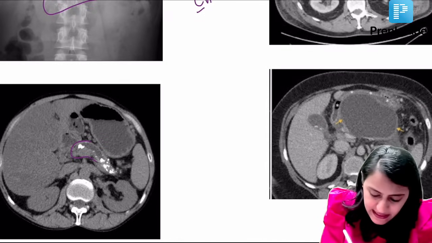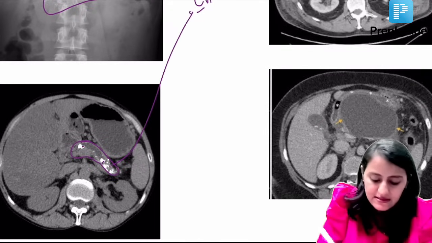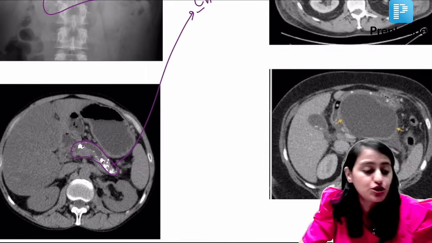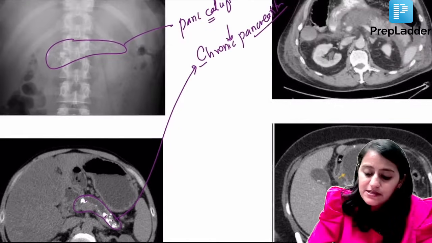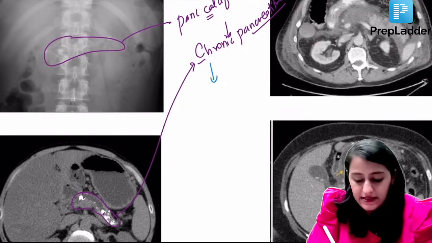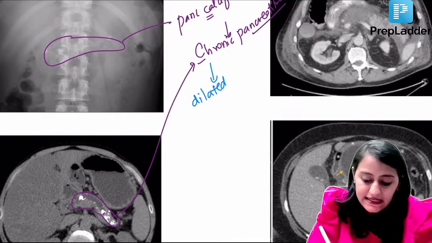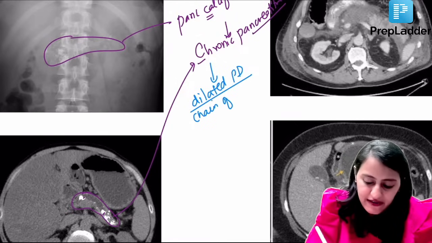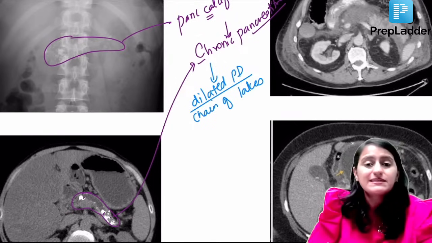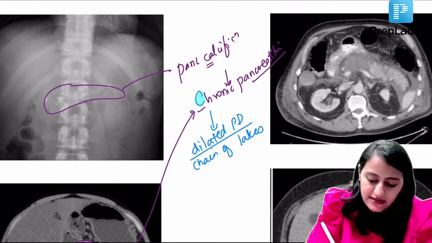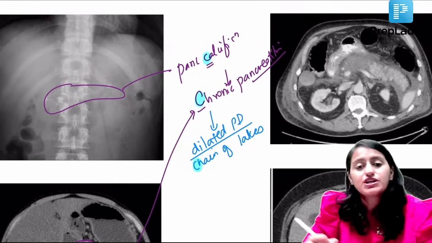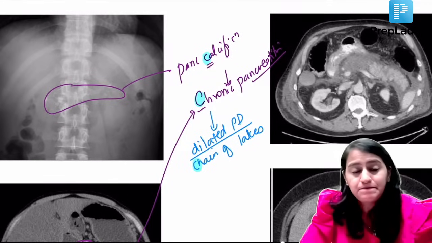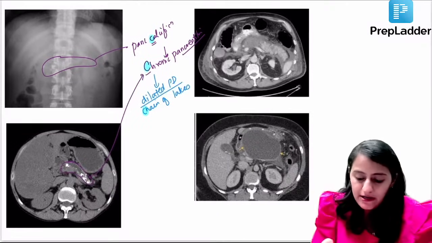Same thing you are seeing here in this pancreas. This is the pancreatic calcification, chronic pancreatitis. How is the pancreatic duct in chronic pancreatitis? It has a dilated pancreatic duct, right, giving the chain of lakes appearance. Remember CCC for chronic pancreatitis: calcification, chain of lakes appearance. Okay. So calcification, chain of lakes, chronic pancreatitis.